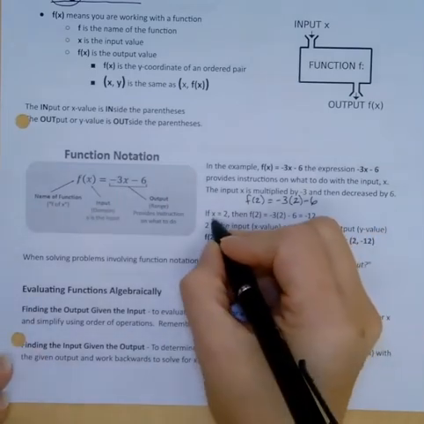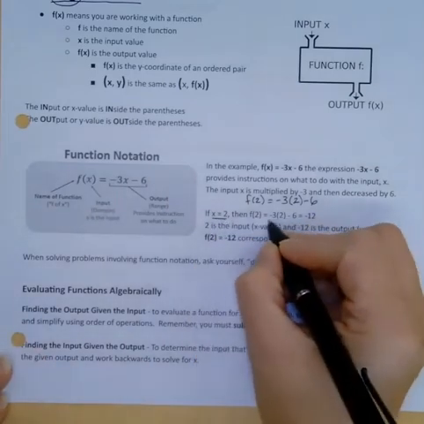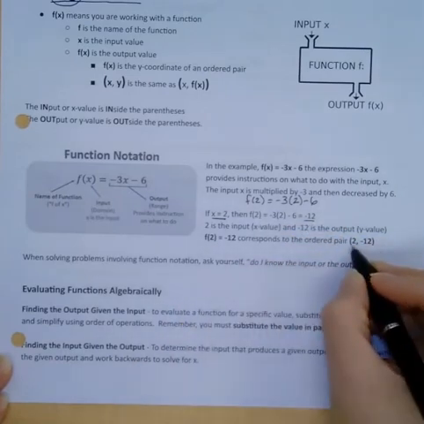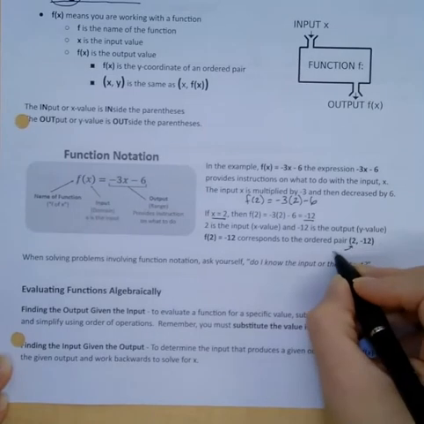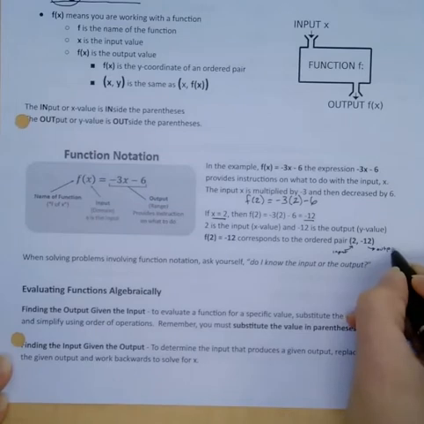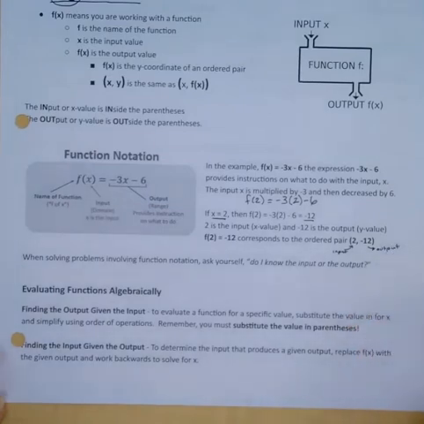My input, my x equals 2. And my f of x equals negative 12. So you can see in my ordered pair, my input equals 2, right? That's the x value. And my output equals negative 12. The f of x equals negative 12. Okay, so when solving problems involving function notation, you just want to ask yourself, do I know the input or the output? You'll be given one of those pieces of information. And then you have to figure out where you're going to plug that information in.